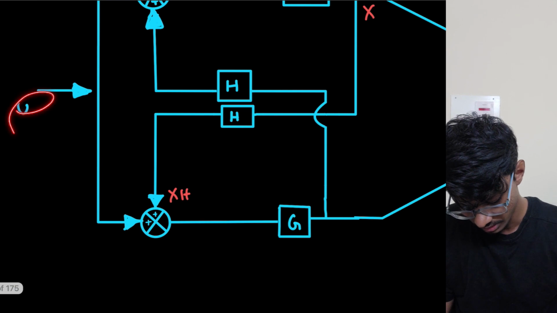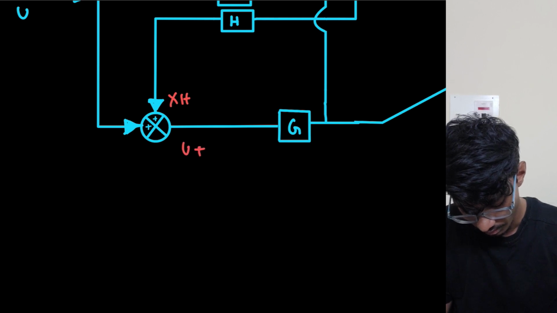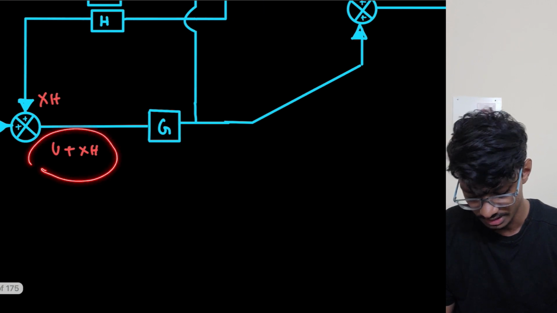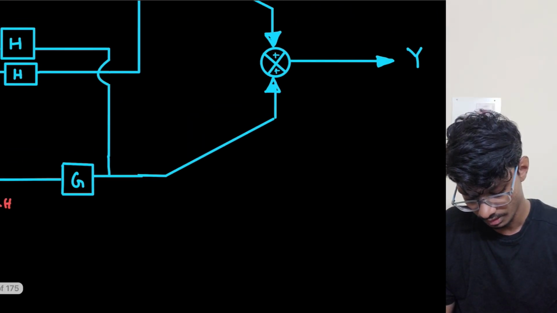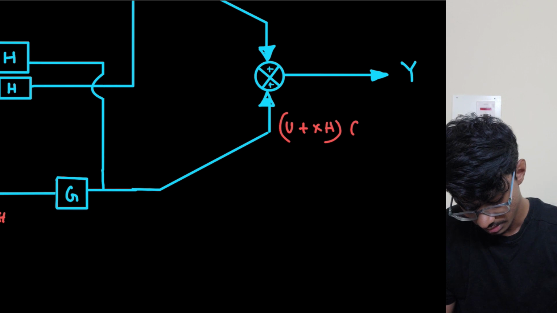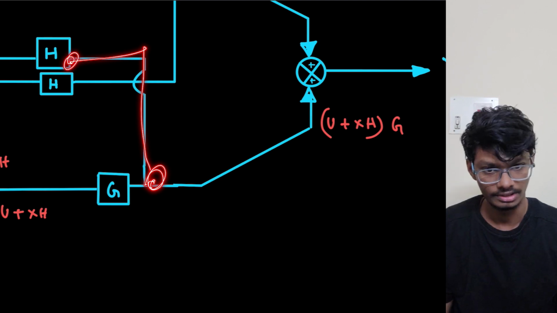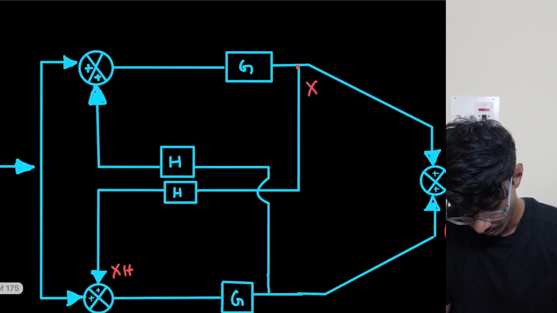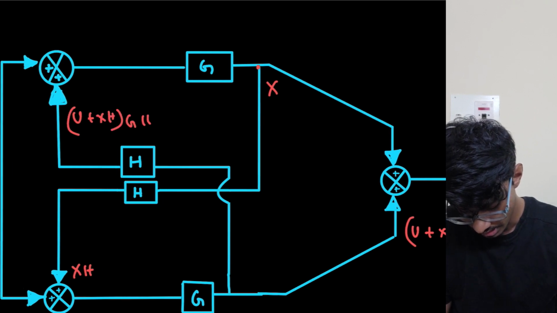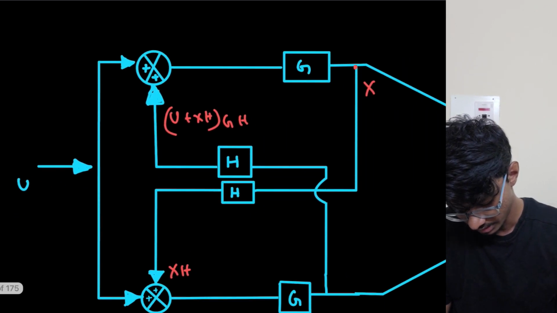Now what is happening? This u is coming over here, and this xh is getting added, so this is u plus xh. Now this u plus xh is getting multiplied with this gain block, and here it becomes u plus xh times g, and again it is getting multiplied with h. So here it becomes u plus xh times gh. Now it is getting added with u again.